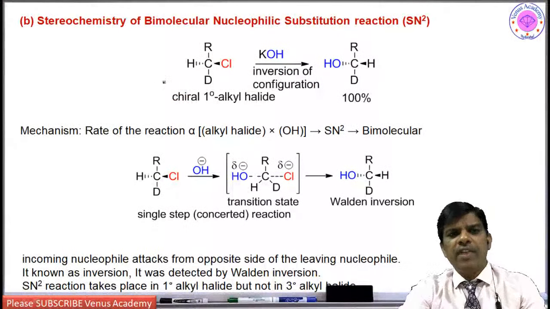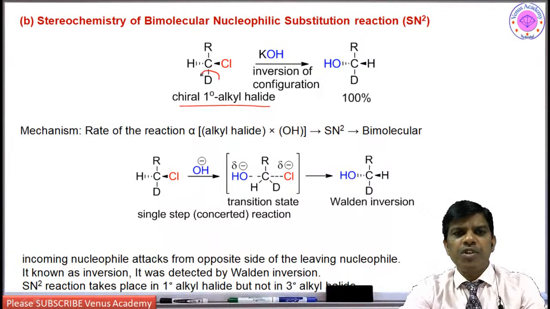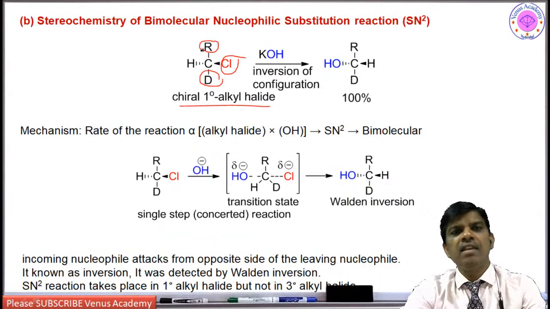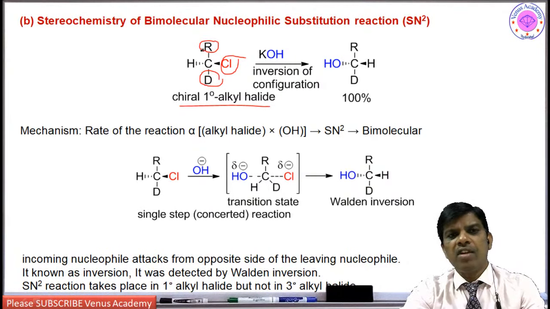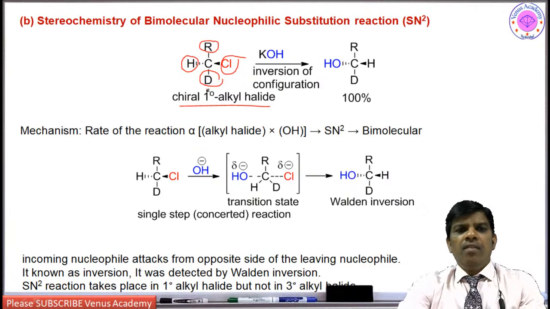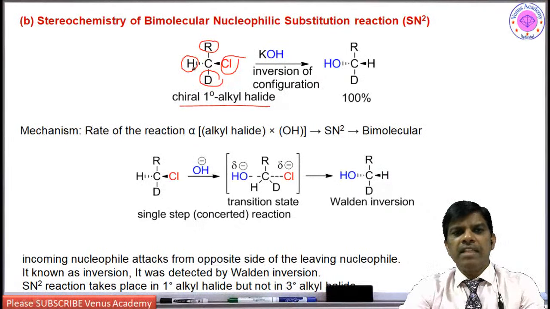For example, take a primary alkyl halide substituted with 4 different groups. One is chlorine, one is deuterium, another is ethyl or whatever alkyl group, and this is hydrogen. Since the 4 groups are different, it is optically active. When I react this molecule with KOH, inversion is going to take place. What inversion is going to take place? This chlorine is on a thick line, and this hydrogen is on a dotted line.